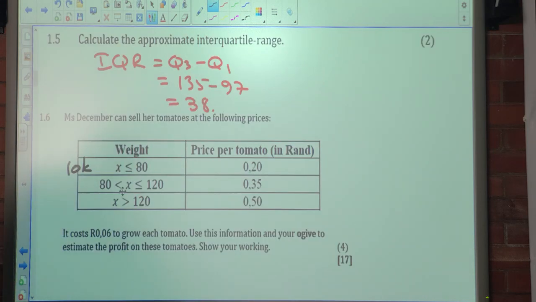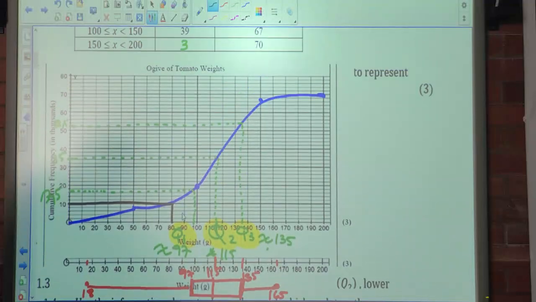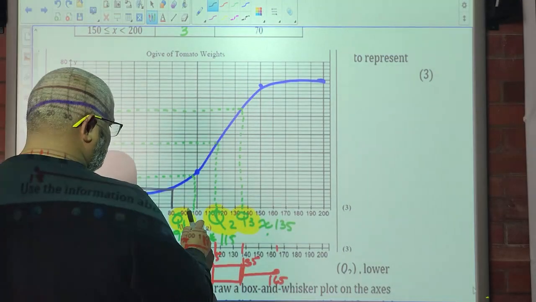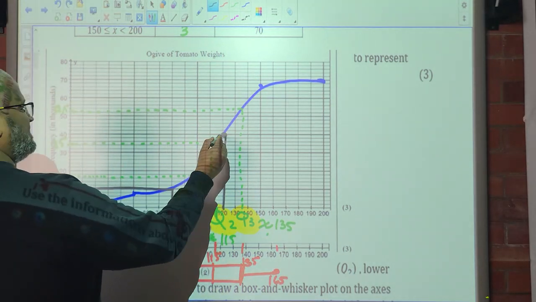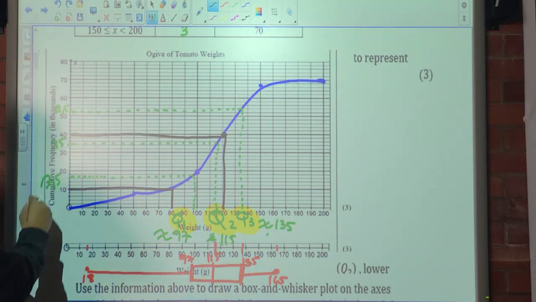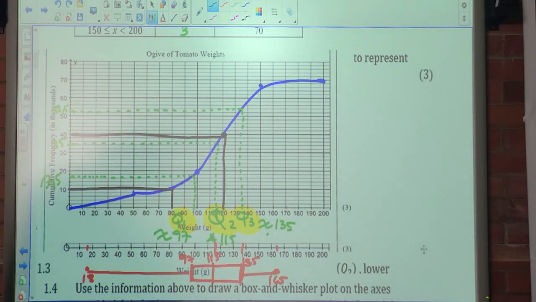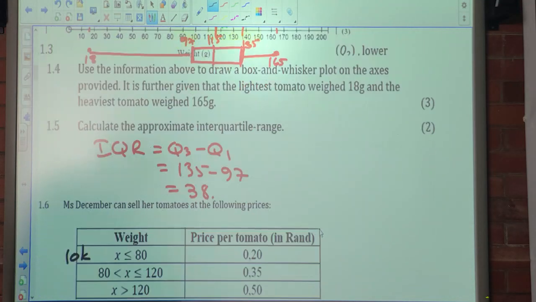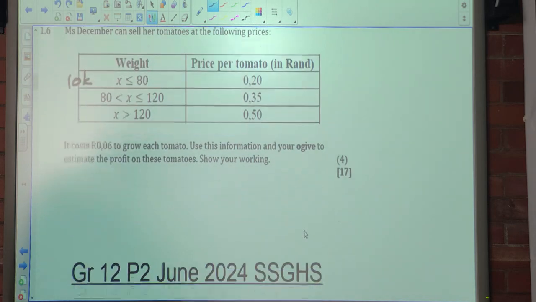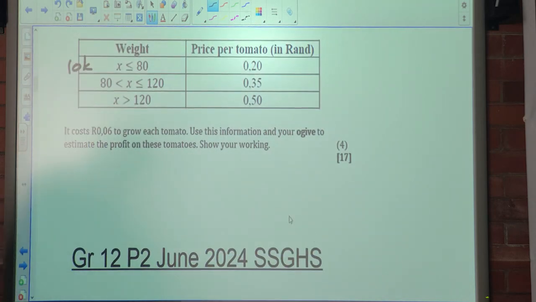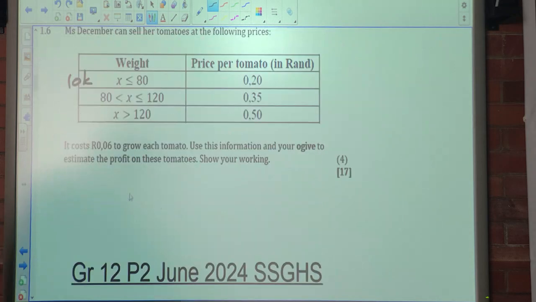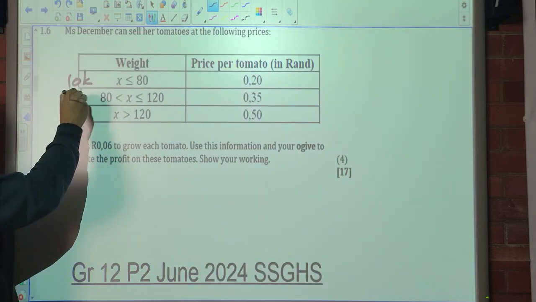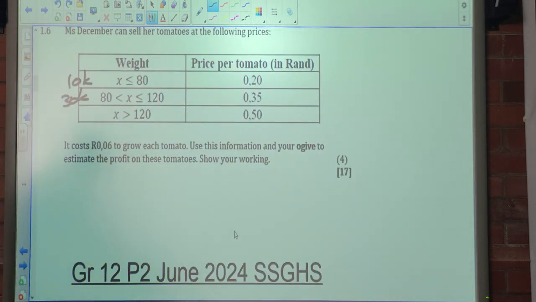Then, from 80 to 120. Here's 120, approximately here. So we go up in the graph. How much does that get you? 14,000. Okay. On the memo, my value is a bit different, but because of what we are seeing here, that's going to be 40. So that ranges from 40 to 10. So 40 minus 10 is going to give you 30,000 tomatoes in this category.